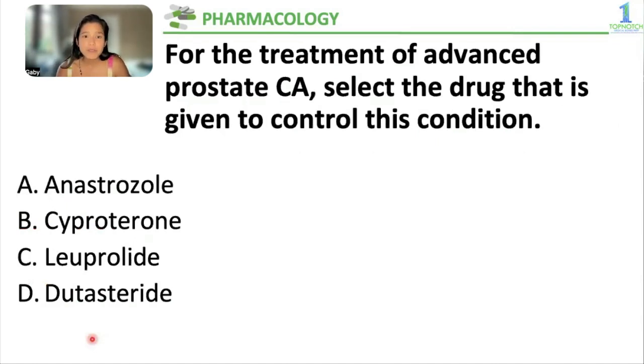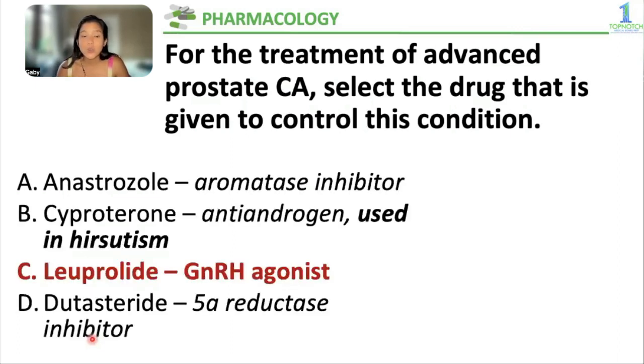For the treatment of advanced prostate cancer, select the drug that is given to control this condition. So which of these drugs can treat advanced prostate cancer? So our answer here is leuprolide. So leuprolide is a GnRH agonist, but remember, if you give it continuously, it becomes anti-fertility and it becomes useful in the treatment of advanced breast and prostate cancer.